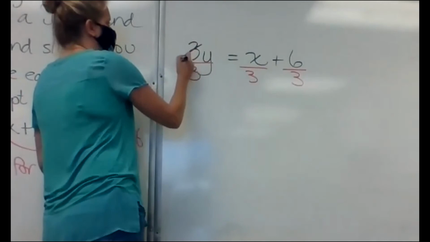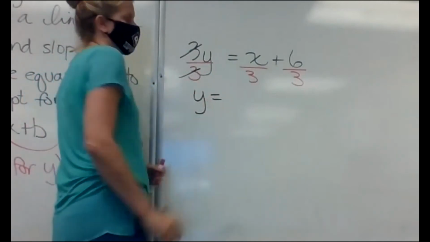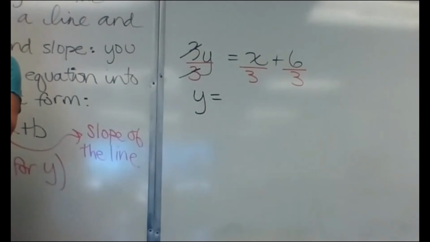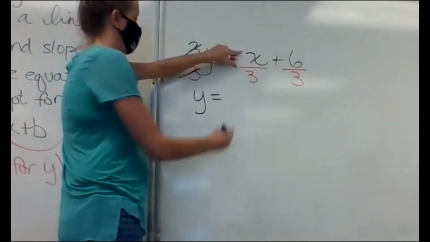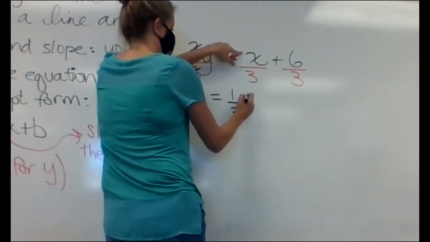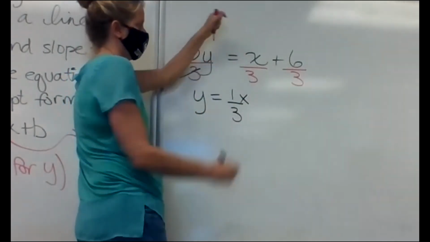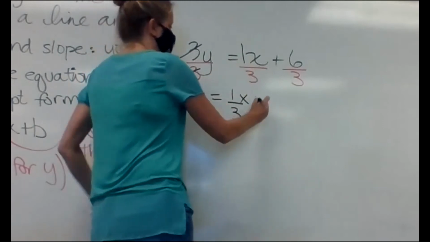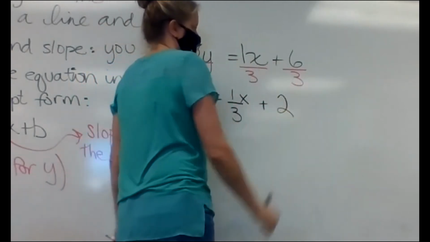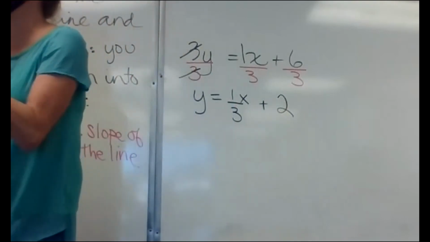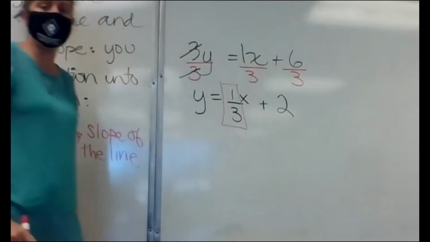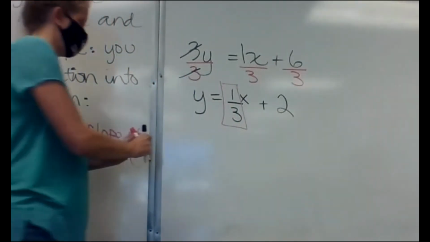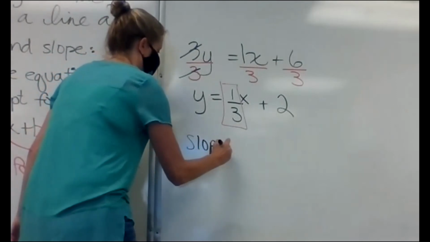So the 3 cancels the 3. There's my y equals. That's what I wanted. Here's why I did that one little example right before this. What's in front of this x that I don't see here? A 1. So I have 1 over 3x plus 6 over 3 is 2. That number's not important for this problem because what do I need to know? When y is by itself, the number hooked onto x is your slope. So the slope of this line is 1/3.